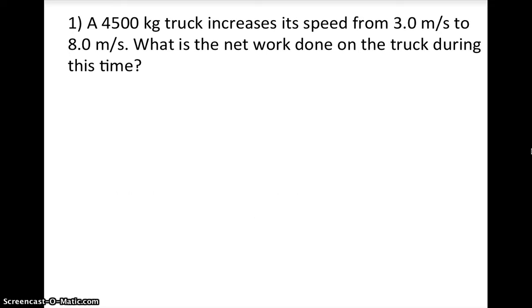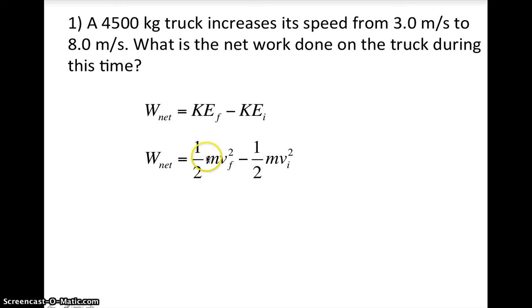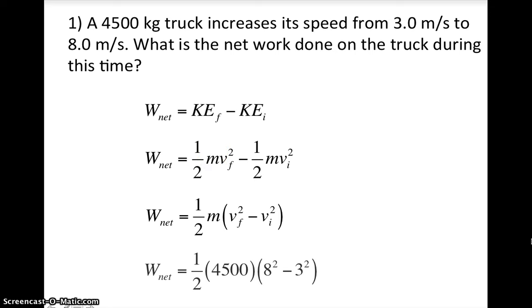All right, let's do two quick problems. A 4,500 kilogram truck increases speed from 3 meters per second to 8 meters per second. What is the net work done on the truck during this time? You use the equation, final kinetic energy minus initial is equal to the W net, the net work. The final kinetic energy is 1/2 m v final squared, likewise for initial. So you plug in, first I'm going to factor out 1/2 times m. I'm going to factor it out of each of these terms, and I get this. And then you plug in values.